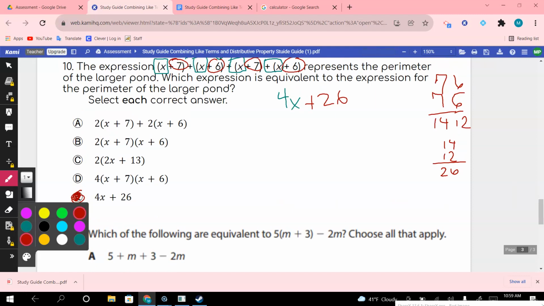Let's look at A. We have 2 groups of x plus 7. We do have that. We have 2 groups of x plus 7. Plus, we also have 2 groups of x plus 6. So A is going to be a correct one, but we can check it. 2 times x would be 2x. 2 times 7 would be 14. 2 times x is 2x. 2 times 6 is 12. So we have 2x plus 2x, which is 4x.